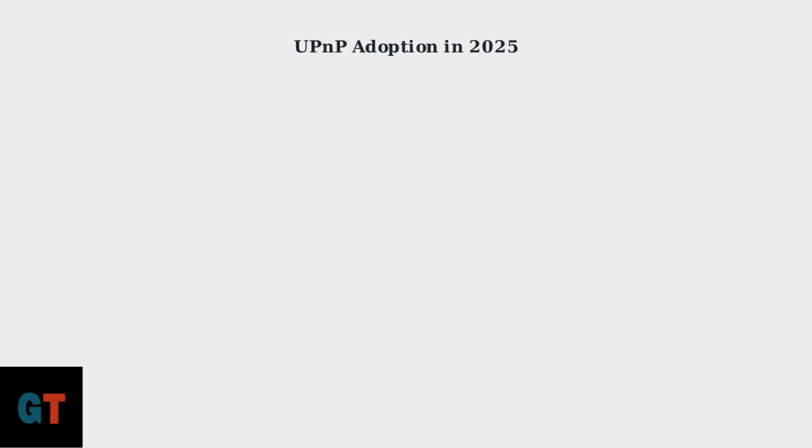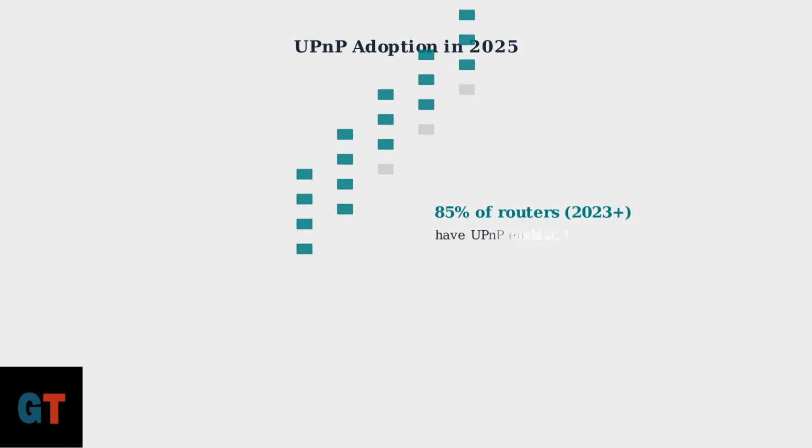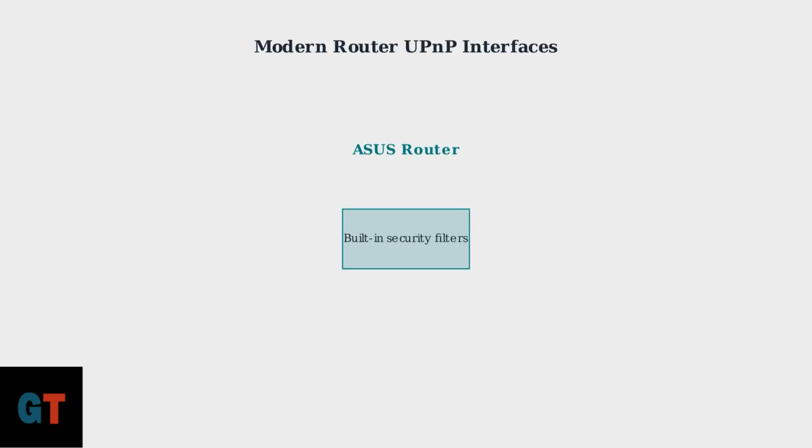The adoption of UPnP has grown dramatically. Approximately 85% of home routers manufactured after 2023 now have UPnP enabled by default. This widespread adoption reflects the maturity and reliability of modern UPnP implementations. Major router manufacturers like Asus, Netgear, Linksys, and TP-Link have standardized their UPnP interfaces.